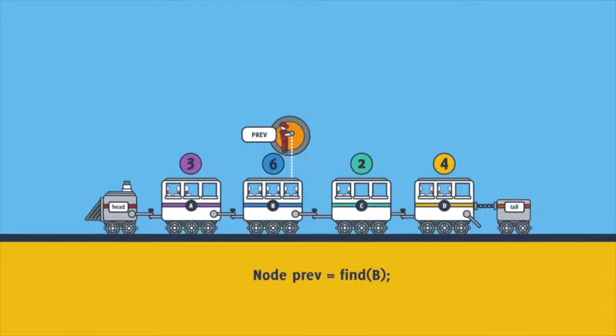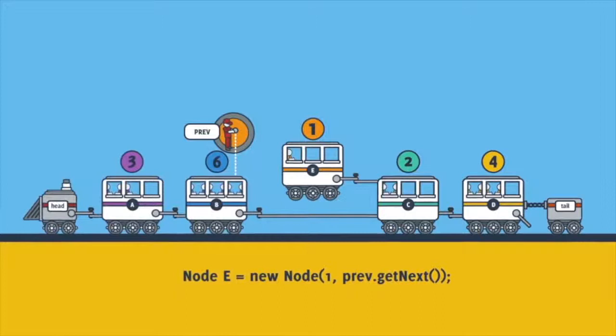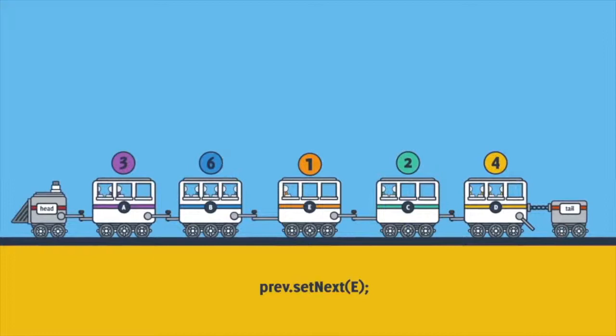The next step is to create the new node, in this case, node E, and set it to reference node C. So when that's complete, you can use this piece of code, prev.setNext as E, to safely link up the list with the new node added in the middle of it.